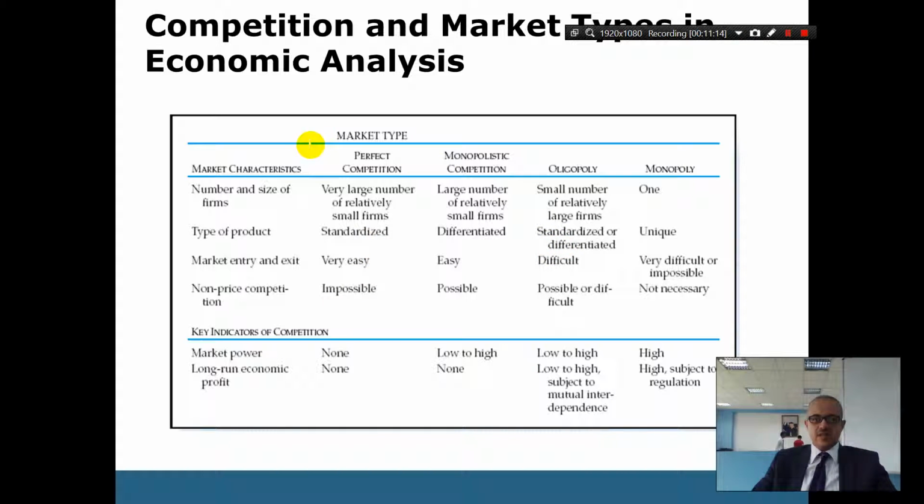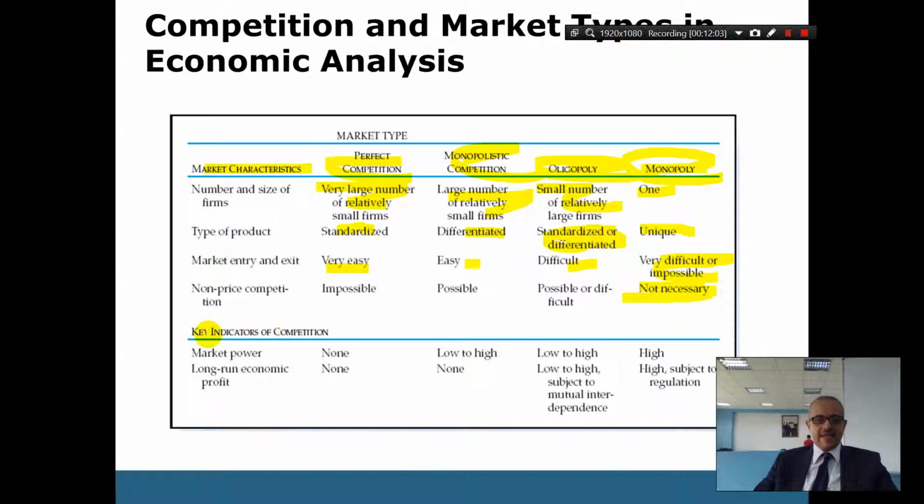Here is an example of this market characteristics: perfect competition, monopolistic, oligopoly, monopoly. Here we have one, small, large number, very large number. The type: standardized, differentiated. In an oligopoly it can be either standardized or differentiated. And in a monopoly, you always have to be unique. Market entry: easy, difficult, very difficult, or impossible. Remember, in a monopoly, you need to have some new invention. You need to have some special, maybe big, huge infrastructure. Non-price competition: possible, impossible, not necessary. Here, you don't need to compete on price because you're the only one.